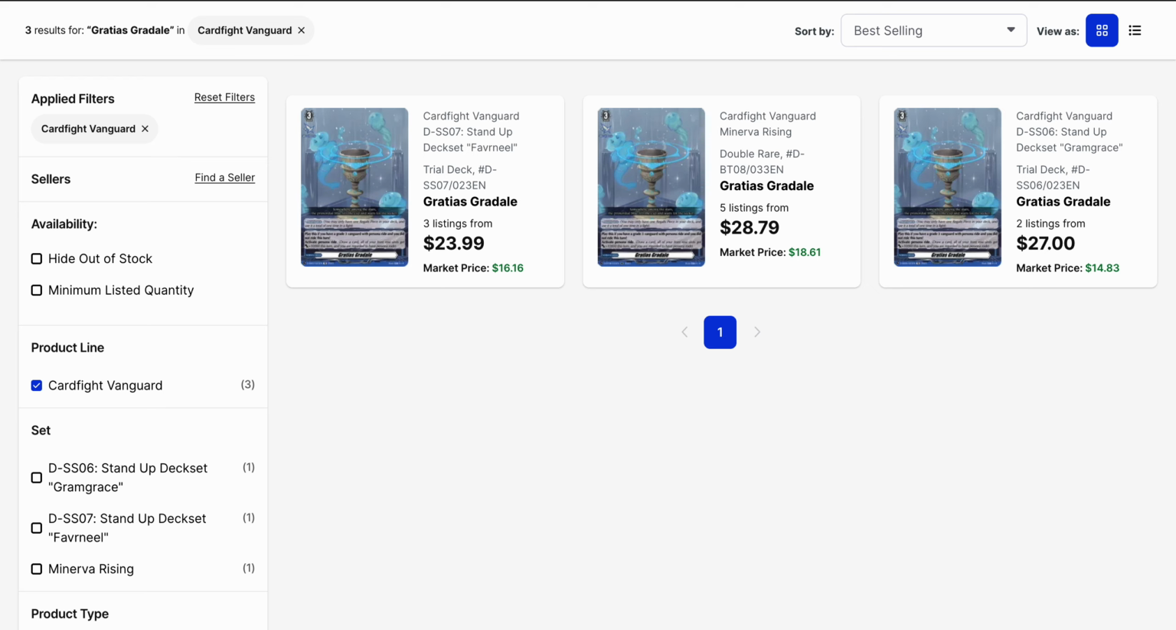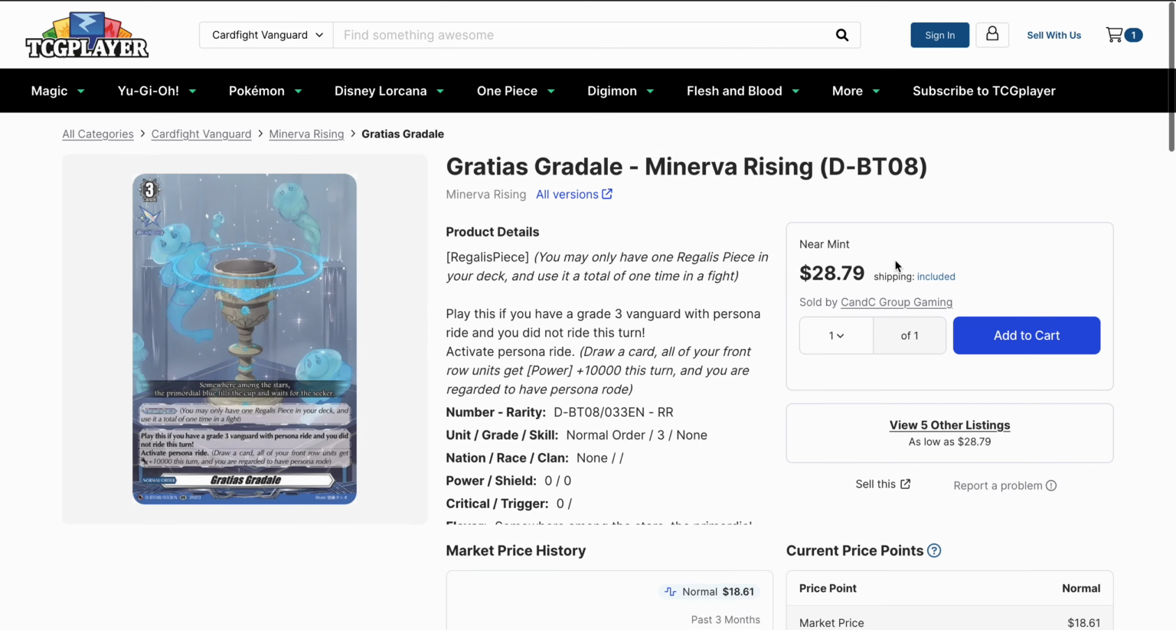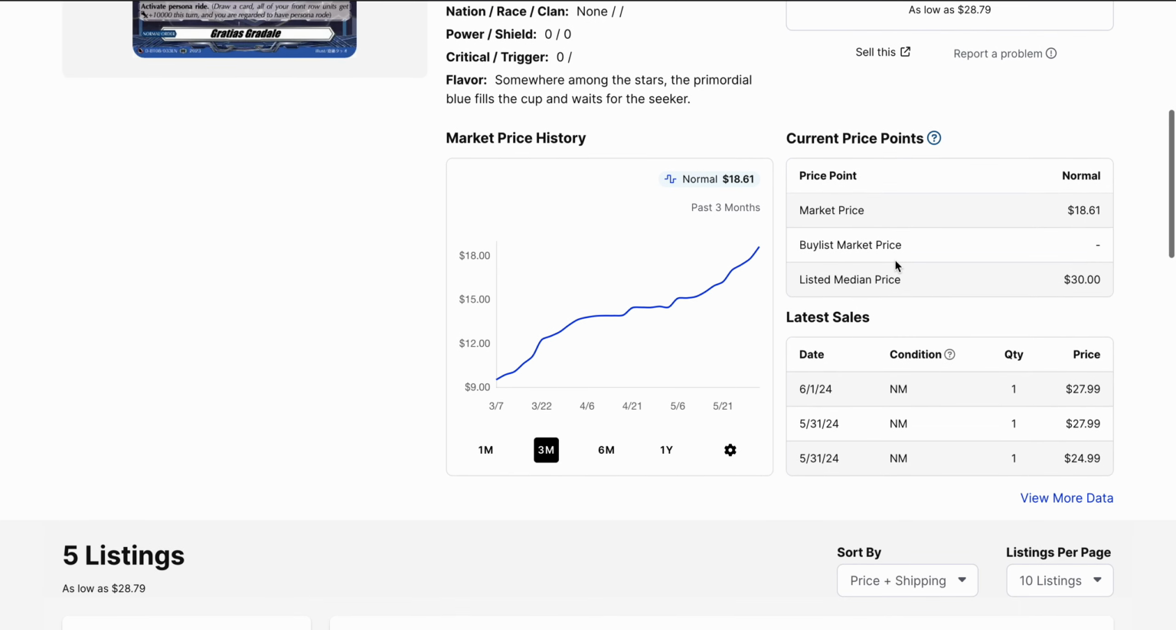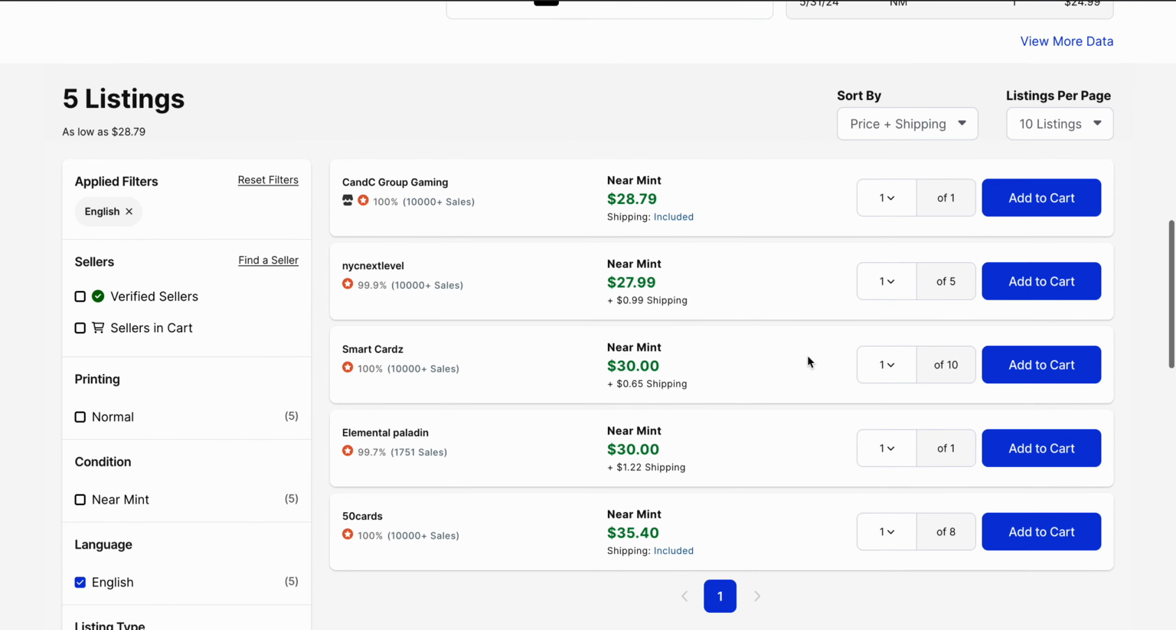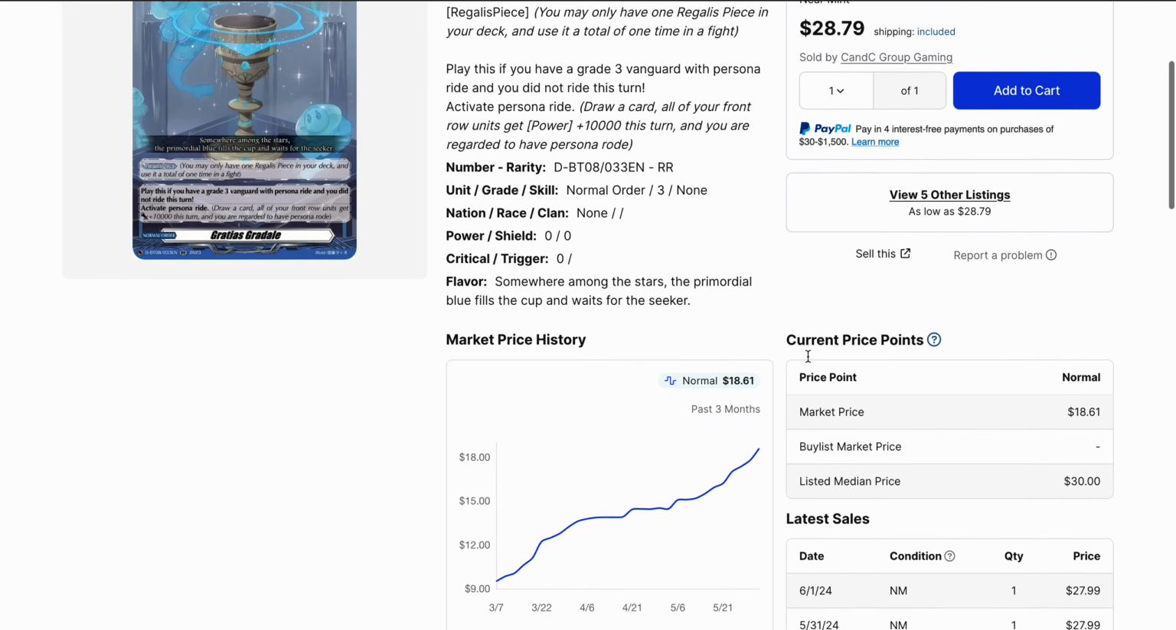All of their market prices are still underneath $20, so let me take a look at the Minerva Rising sales. $25, $27, and they were all in the last 3 days. This card is moving up.